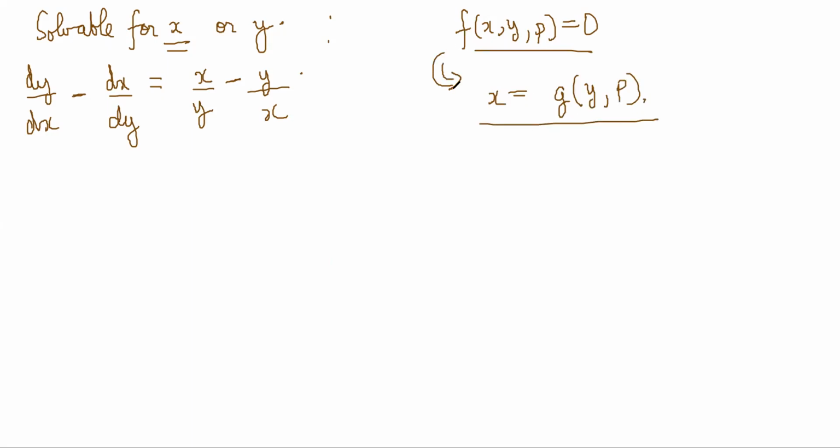x as some g of y comma p. This f I have changed to g because you have brought it on the other side, right? So now what you can do here is differentiate this and write it as dx by dy is equal to d by dy of g of y comma p, right?